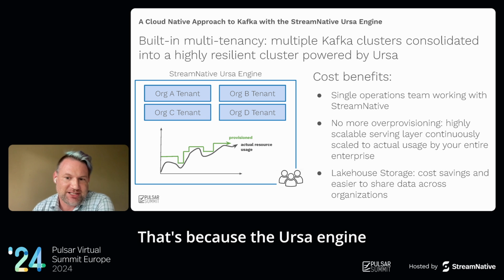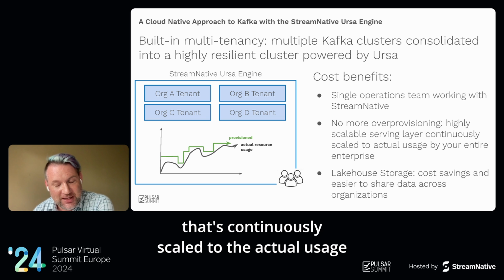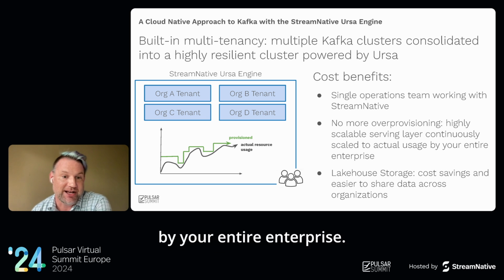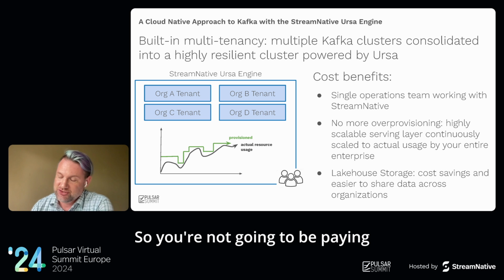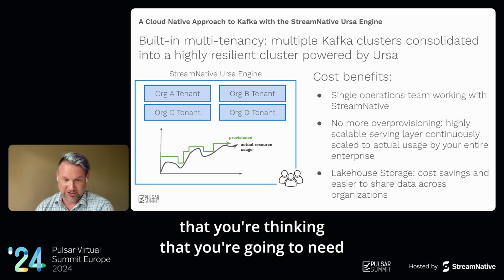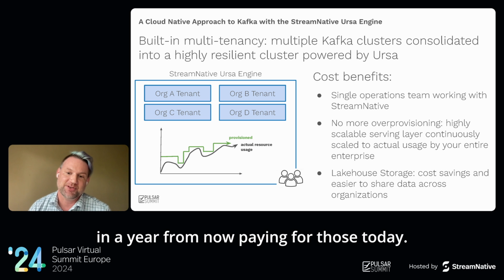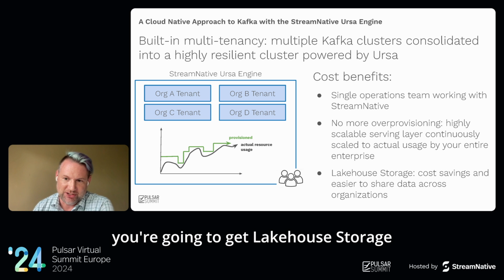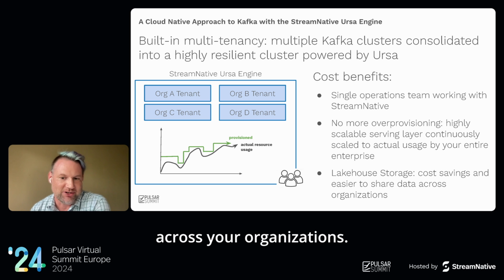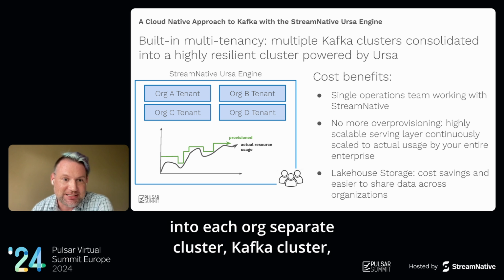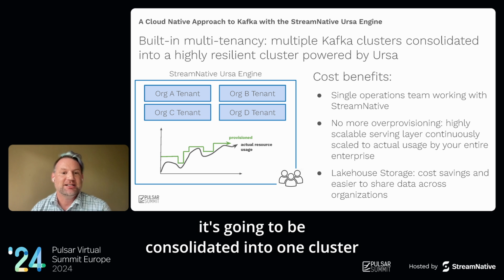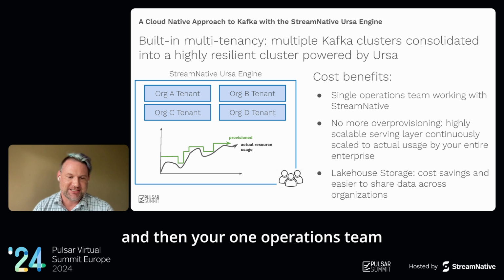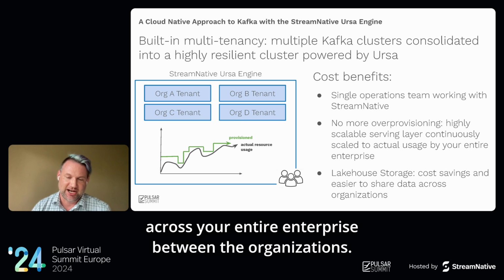That's because the Ursa engine has a highly scalable serving layer that's continuously scaled to the actual usage by your entire enterprise. So you're not going to be paying today for all of those resources that you think you're going to need a year from now. And then as CJ talked about in his talk, you're going to get lakehouse storage cost savings, and it's easier to share data across your organizations. Instead of having data siloed into each org's separate Kafka cluster, it's going to be consolidated into one cluster, and then your one operations team can facilitate the sharing of data across your entire enterprise between the organizations.